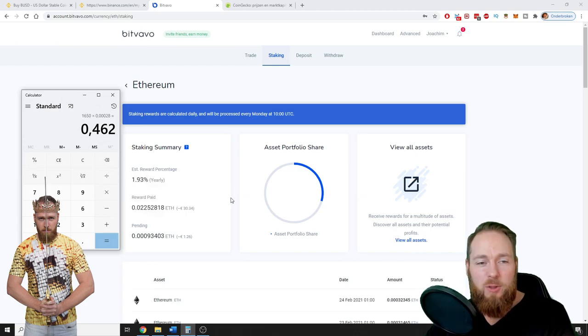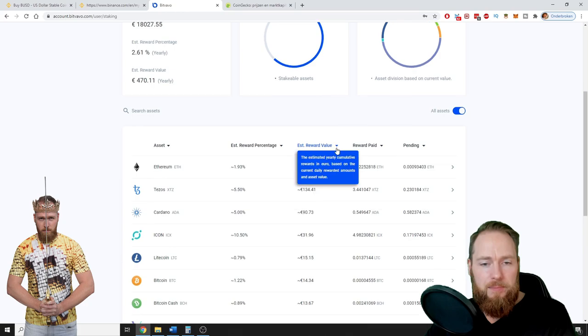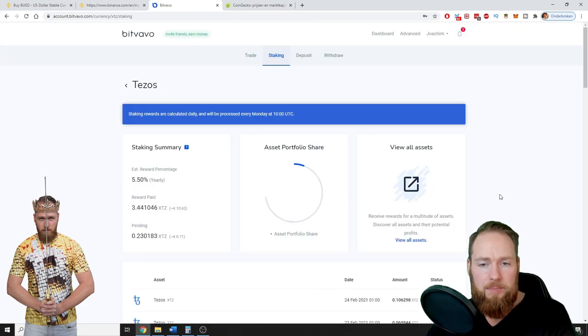So estimated reward percentage 1.93% yearly. I already made 30 euros of Ethereum in 1 month and a half, and there is still 1.26 euro pending. So let's check out Tezos, for example.